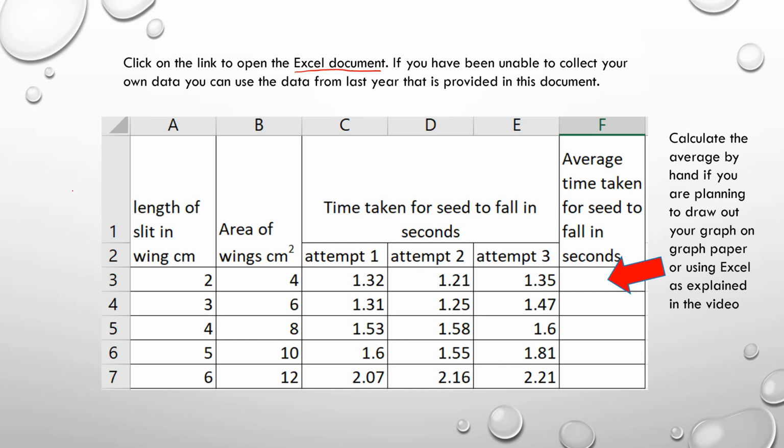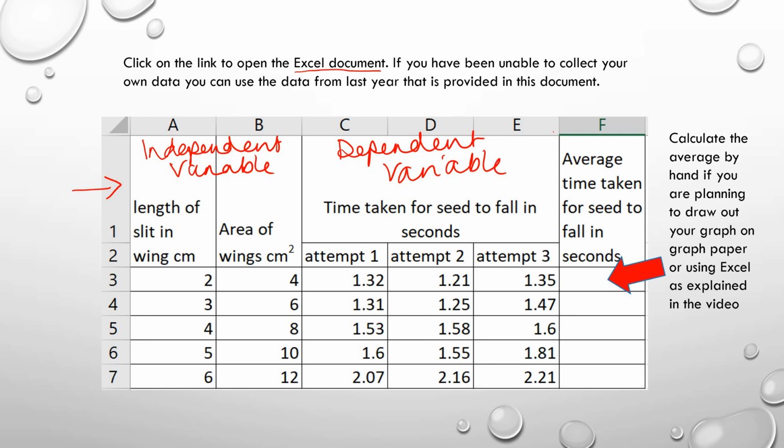And you can see I've put the headers in the tops of the table here for you. So we've got the length of the slit in the wing, the area of the wings. So this is our independent variable, what we're changing. And then our dependent variable is the time it takes for the seed to fall in seconds. And you can see there are 3 attempts.